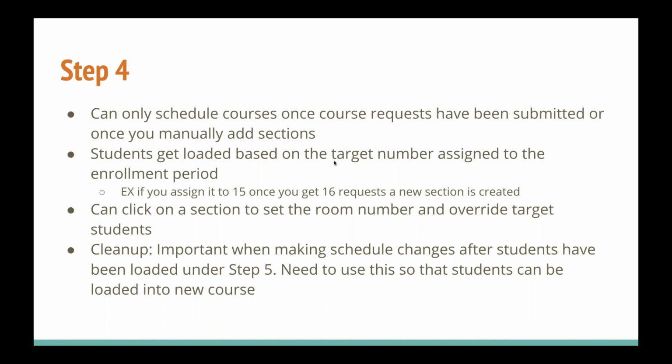Students get loaded based on the target number assigned to the enrollment period. So if you set the target to be 15 students per section and there's 16 requests, you'll create a second section to accommodate the 16th request. You can click on a section to set the room number and override the target number of students. And as I mentioned earlier, there's the cleanup function to remove students assigned to a section, but their course request has been removed.